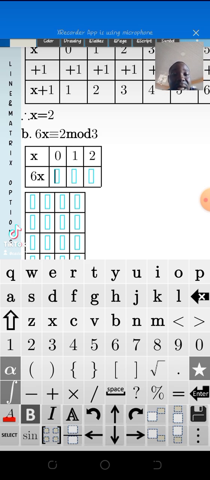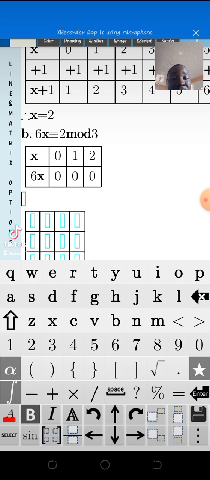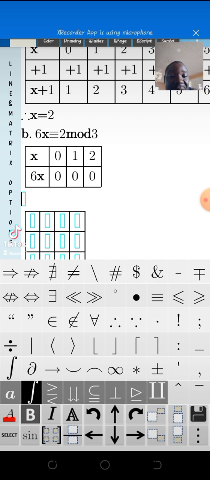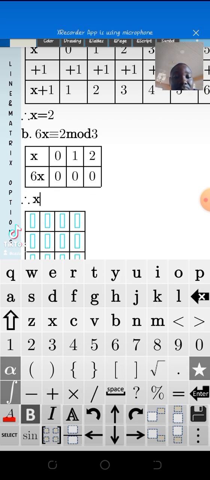So let's multiply. Now 6x means 6 multiplied by x. So 6 times 0 is just 0. 6 times 1 is 6, but in mod 3, that is 0. Is that okay? Because 3 into 6 is 2 remainder 0. And then 6 times 2 is 12, but you're going to write down 0, okay? So you agree with me that in this case, you can see, therefore, x has no solution. Is that okay? x has no solution.